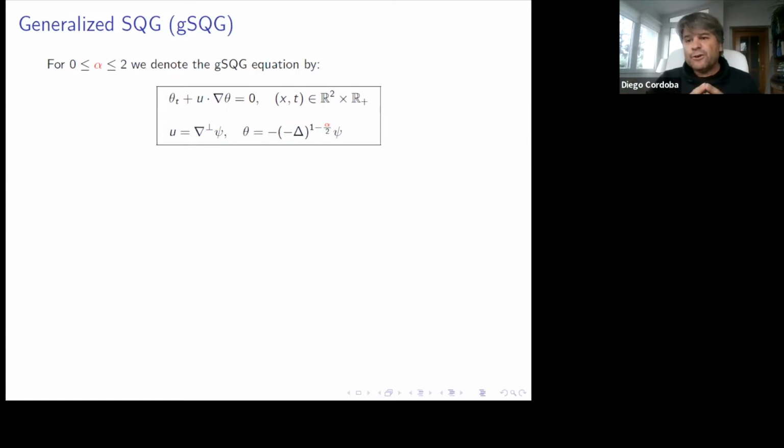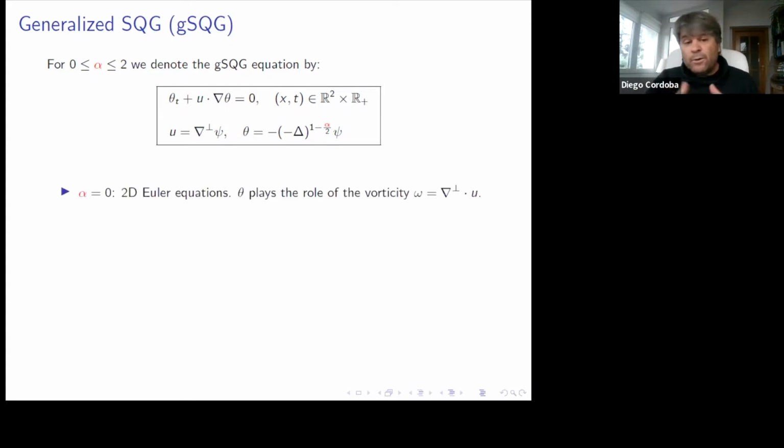Our solutions are going to decay at infinity, in order to preserve the energy, or to have finite energy. And by energy, I mean the L2 norm of the velocity. And then the relation between this scalar theta and the stream function is given by a power of the Laplacian in terms of the parameter alpha. So it's the Laplacian to the power 1 minus alpha over 2. So this is the system I'm going to study.